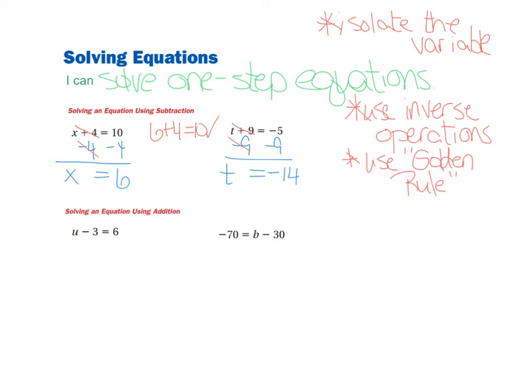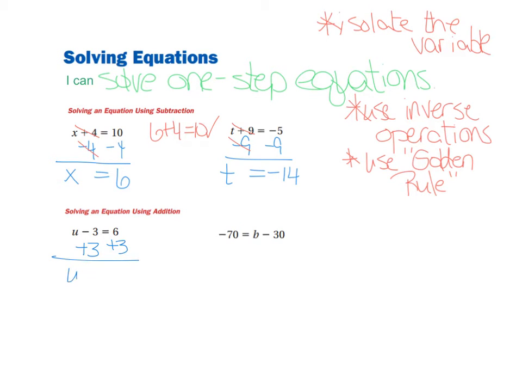Now, let's look at some that are very similar, but our inverse operation this time is going to be addition. So I have u minus 3 equals 6. I'm trying to isolate u. I need to get rid of this minus 3. The inverse operation to subtract 3 is add 3. My golden rule of equations, whatever I do to one side of the equation, I do to the other.